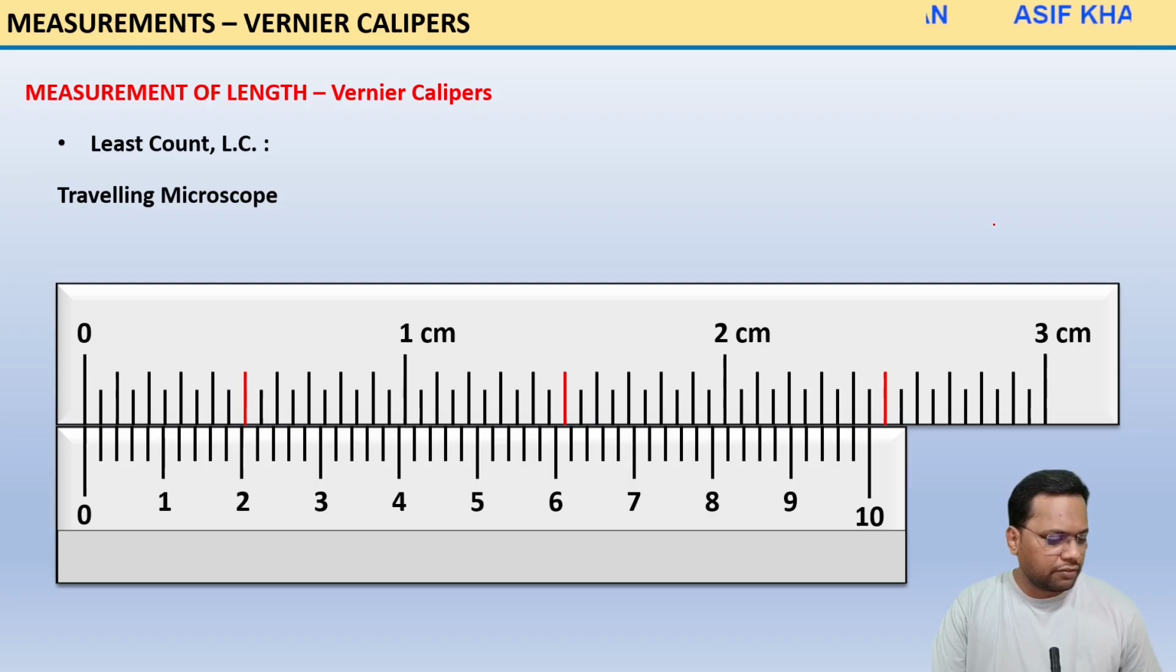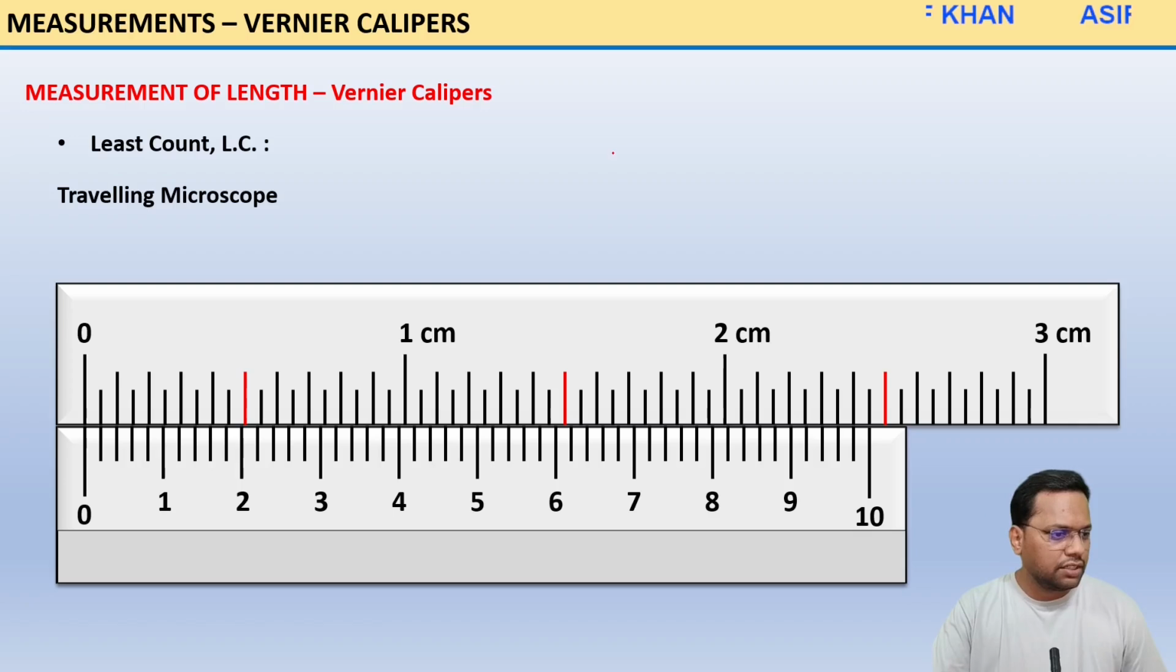Now we see the second example. This is a kind of Vernier scale that you see on a traveling microscope. If you see here, there are a total of 50 divisions on the Vernier scale, and each centimeter on the main scale is divided into 20 parts. The biggest task in the case of a traveling microscope is to observe the readings, because there are 50 divisions on the Vernier scale, so it is very difficult to find out which line is exactly coinciding with the main scale line.